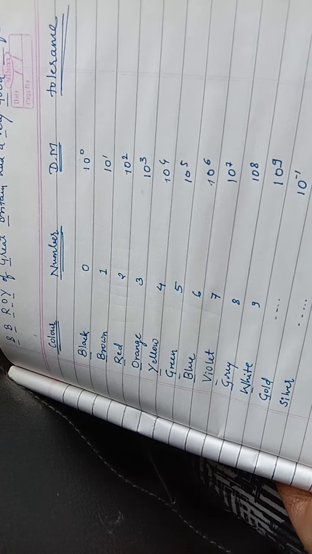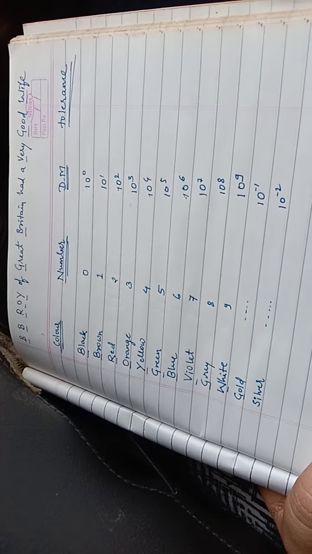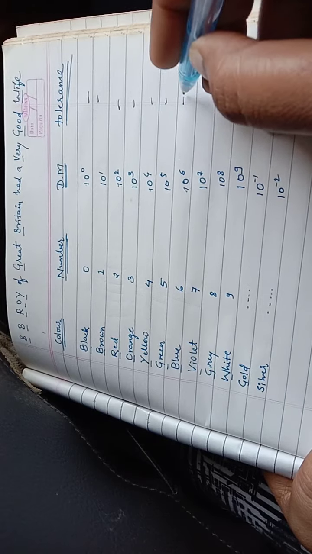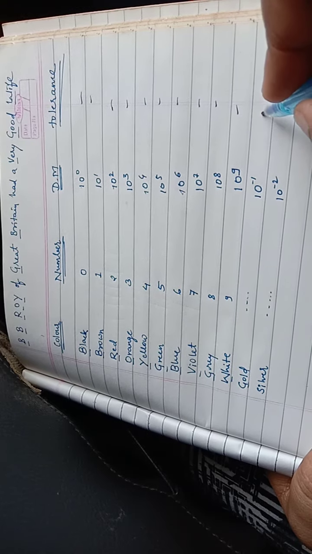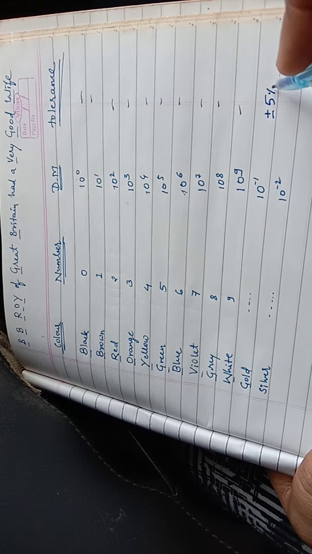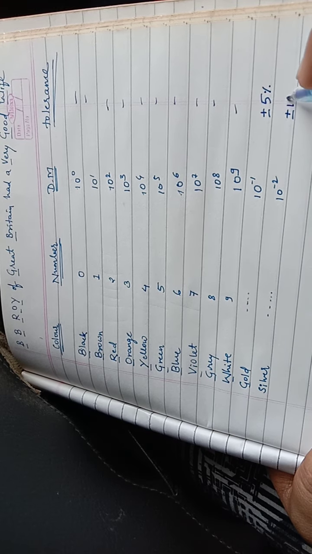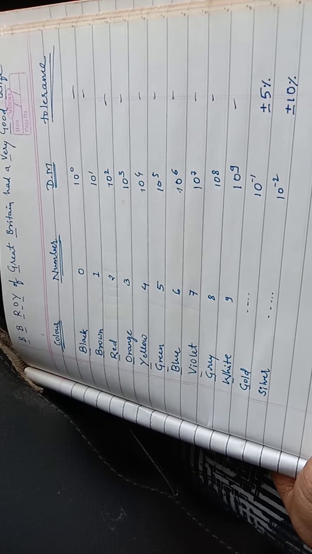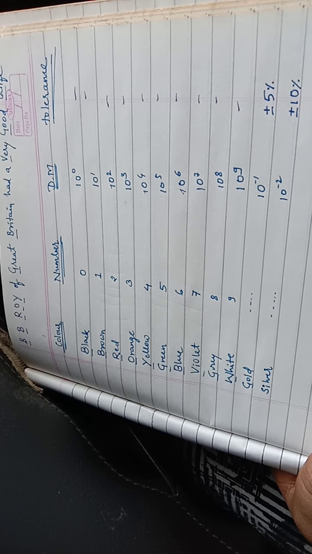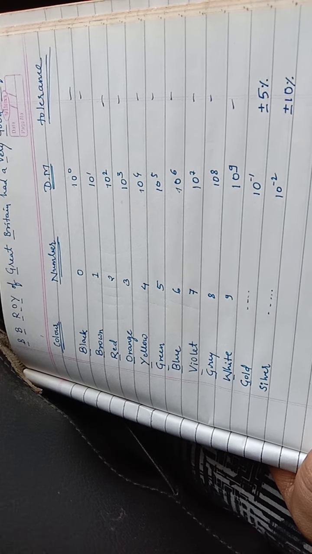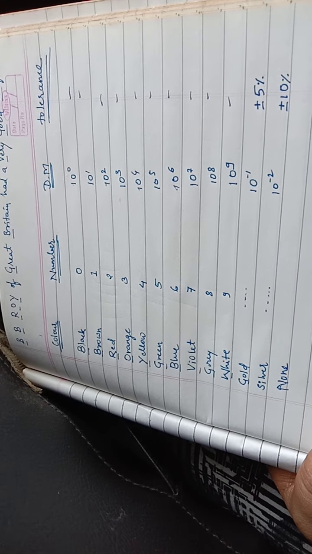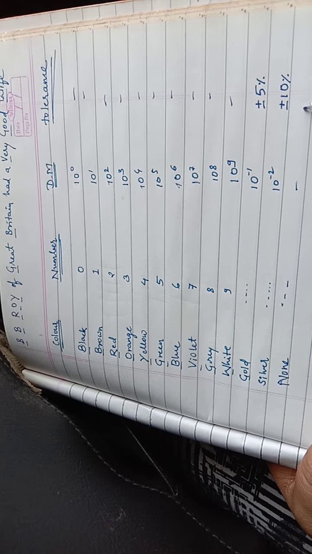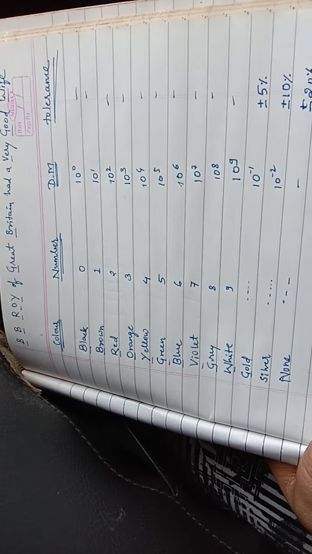So this tolerance is given only for gold and silver, not for any other colors. For gold we have the tolerance plus or minus 5%, and for silver plus or minus 10%. And I already told you, you might have only 3 bands. If you have only 3 bands, the fourth band will not be there, so you consider it none. If there is no fourth band, you have to consider the tolerance as plus or minus 20%.